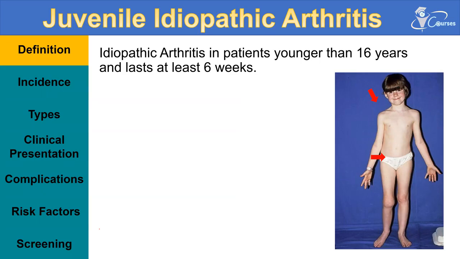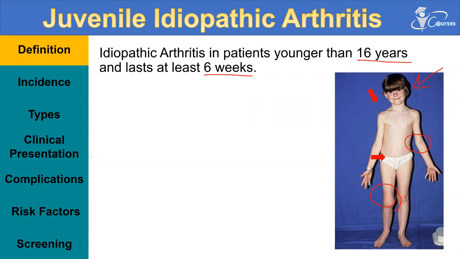So what is the juvenile idiopathic arthritis? It is a disease characterized by idiopathic arthritis in patients who are young, less than 16 years of age, and last for at least 6 weeks. These diagnostic criteria are very important. Again, idiopathic arthritis, it is present in young children, less than 16 years old, and last at least for 6 weeks. You can see this is the arthritis, and this is the arthritis.